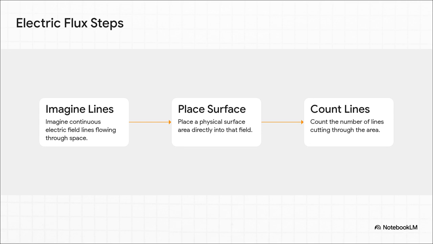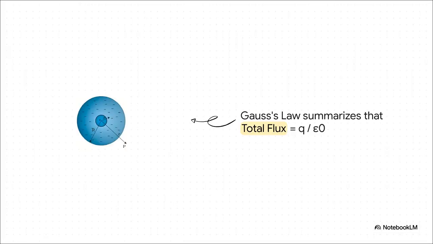It's super analogous to holding a bucket out in the rain to catch water, where the flux would be the amount of water actually passing through the opening. The key difference here is that there's no physically observable substance moving, we are just mathematically capturing the field's intensity over a specific area. And that idea forms the entire foundation for Gauss's law.